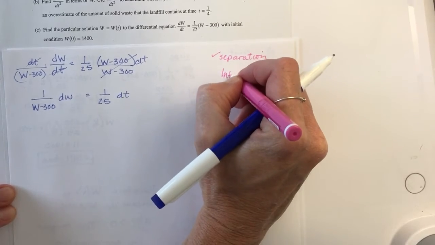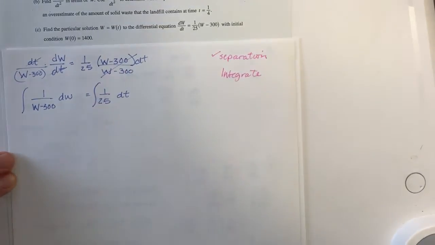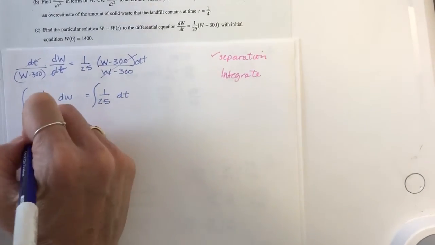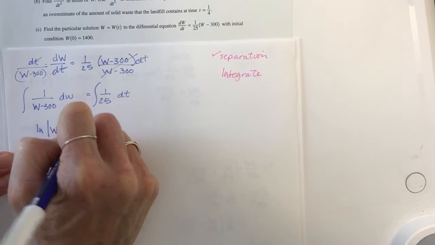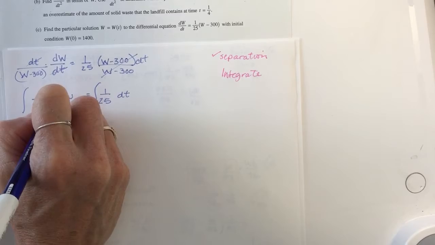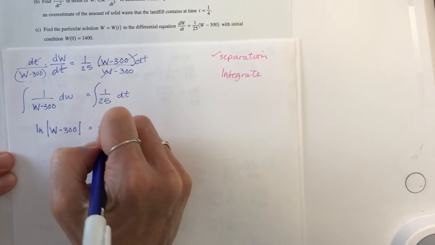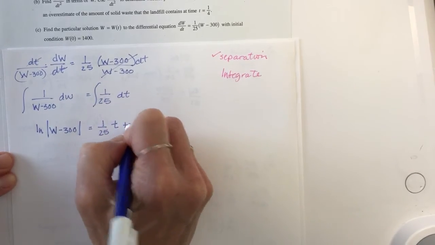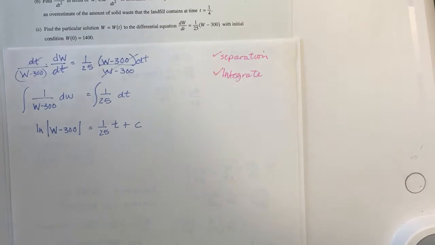Now we're going to integrate. Okay, here we go. Integrate both sides. This is the ln, right? ln of absolute value w minus 300, because that is a 1, you can think of it as a 1, is equal to 1/25 t, plus c. Okay, so we did that. Now what do we do?